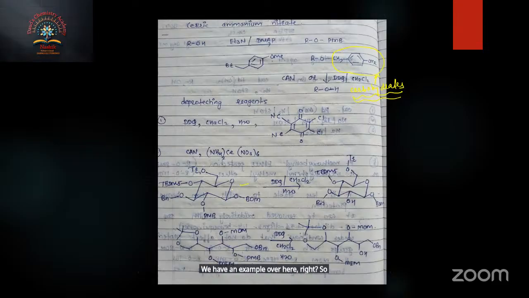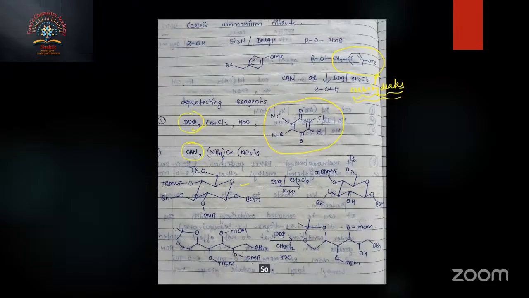So definitely the OH group can get protected in many different protecting groups such as methyl, trityl, benzyl, then silicon-containing protection which uses silicon like TBDMS, TMS, TIPS, triisopropylsilyl. So it has different deprotecting agents. One is DDQ and another one is CAN, ceric ammonium nitrate, right?